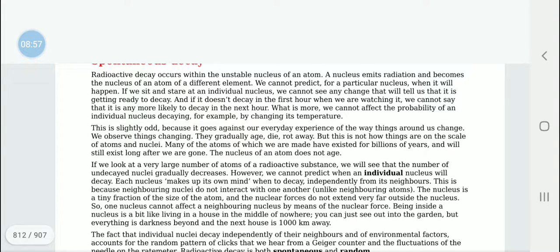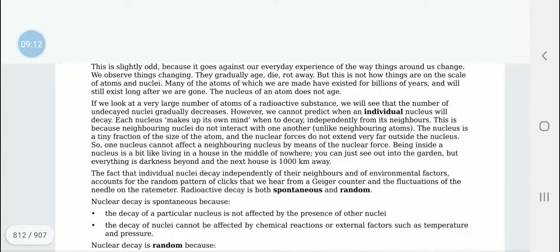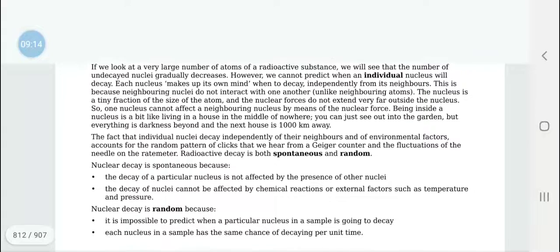Leave a line and write: Radioactive decay is spontaneous as we cannot predict how and when the individual nuclei would disintegrate.